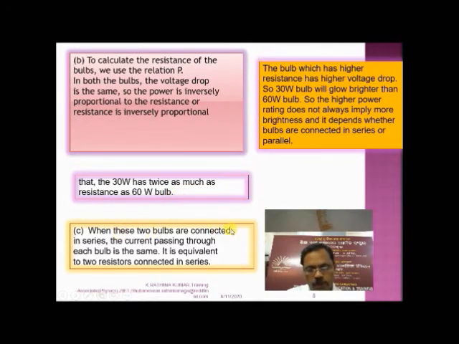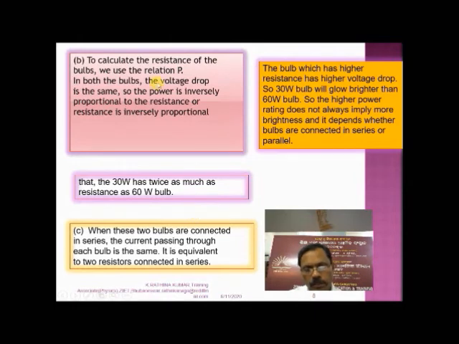When these two bulbs are connected in series, the current passing through each bulb is the same. It is equivalent to resistances connected in series. The bulb is nothing but a resistance wire, and the resistance is more in the case of the series.